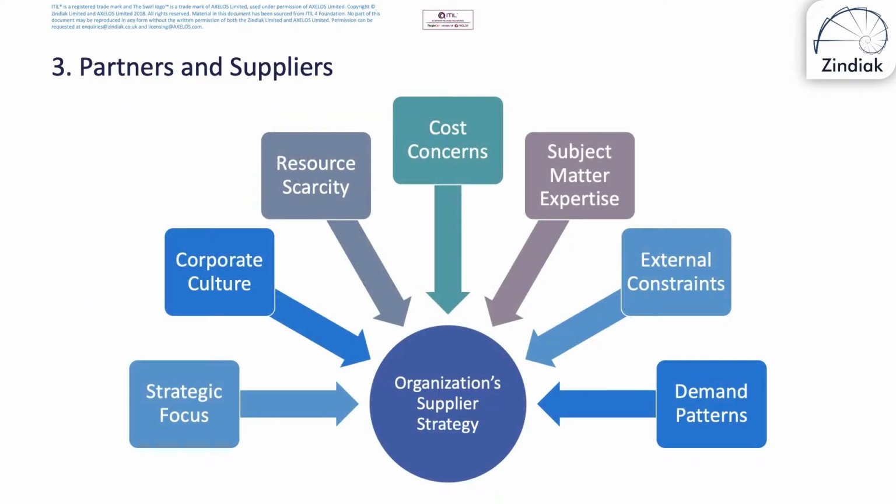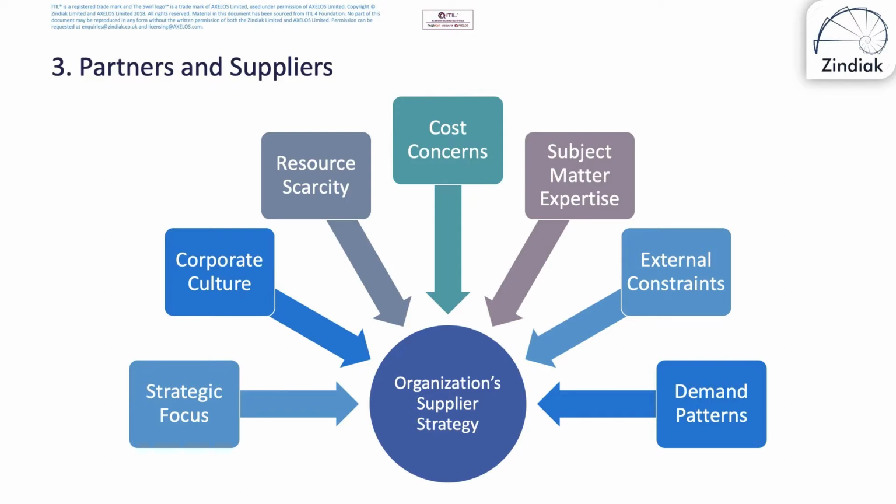Factors that may influence an organisation's strategy when using suppliers include strategic focus. Some organisations may prefer to focus on their core competency and to outsource non-core supporting functions to third parties. Others may prefer to stay as self-sufficient as possible, retaining full control over all important functions.